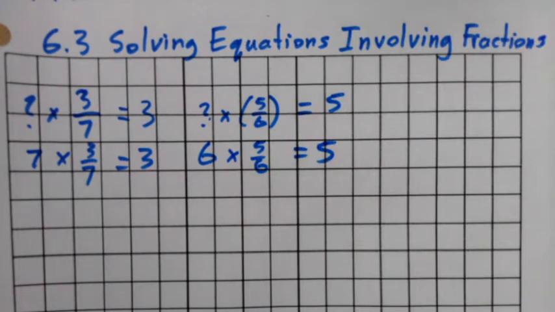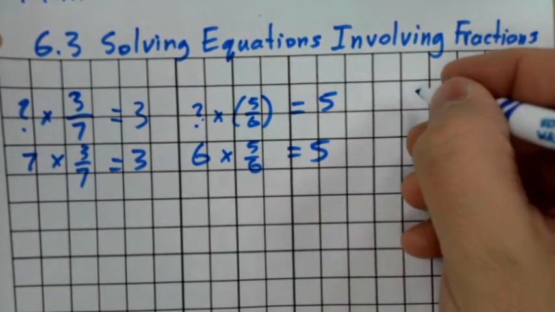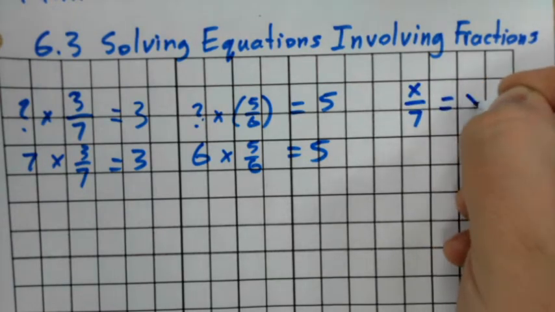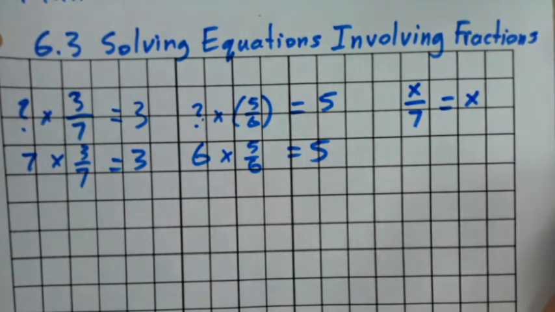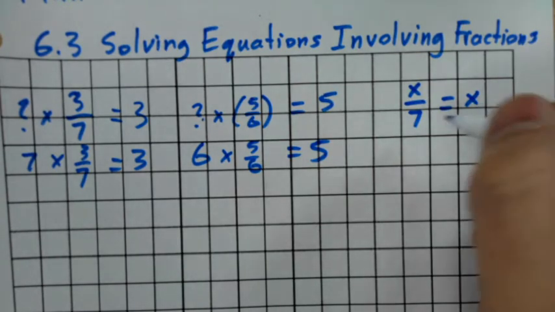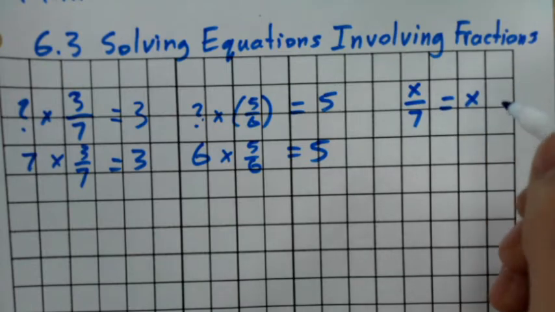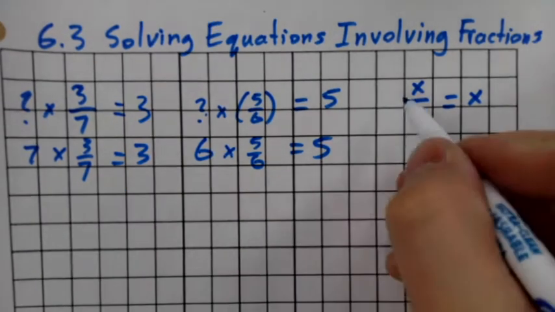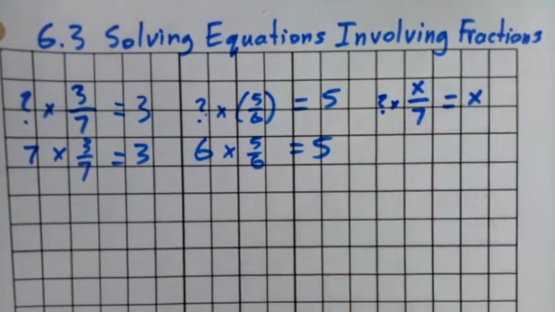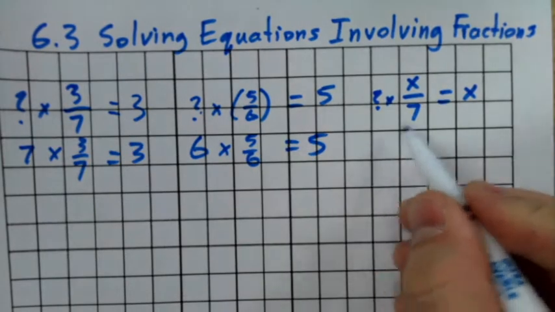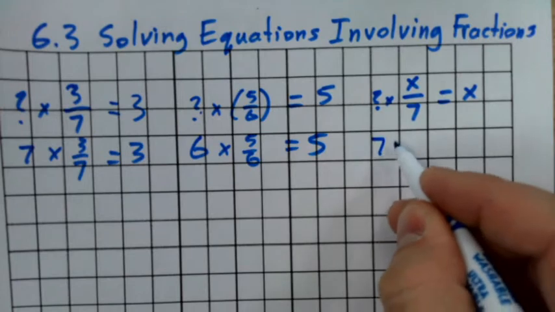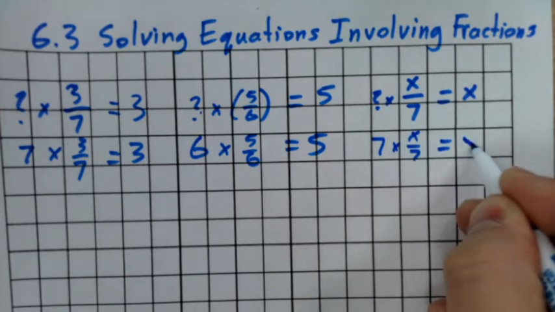So, think about it this way. What about if I want x over 7 to equal x? What would you need to multiply by to get x over 7 to equal x? Well, again, it doesn't matter if these are variables, it would have to be that denominator. It would have to be 7 times x over 7 equals x.